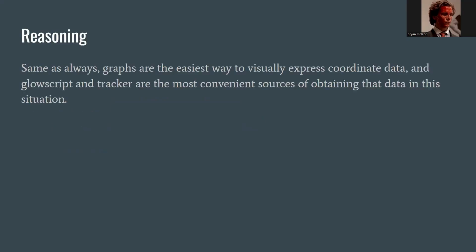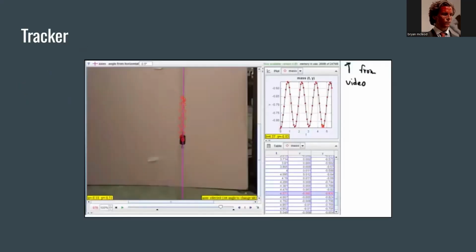Reasoning, as always, the graphs are the easiest way to visualize and express coordinate data, and GlowScript and Tracker are the most convenient sources of obtaining data in this situation. Our Tracker data is as follows.